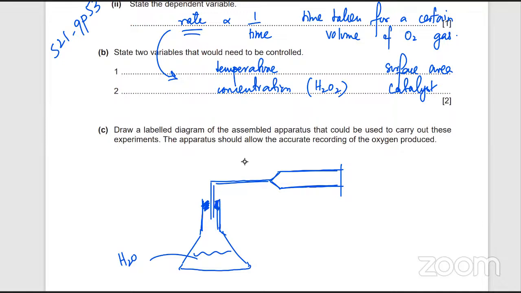So we'll use the gas syringe for now. So the oxygen gas would get produced, and this is a graduated gas syringe. It's going to have a lot of markings. The oxygen gas will get collected here. You need a stopwatch to go with it, right?